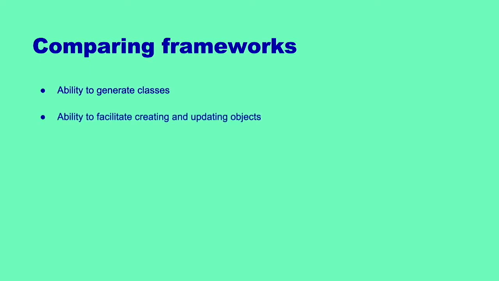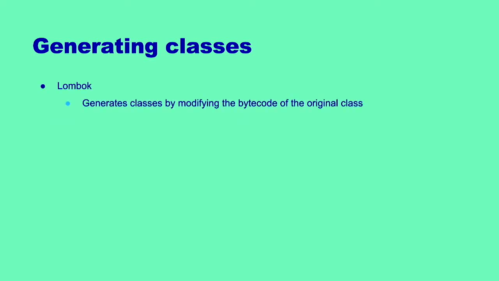So now let's compare the three frameworks in their ability to generate classes, in their ability to facilitate creating and updating objects, in their ability to be fully immutable, and other out-of-the-box features they provide. So let's start with comparing how they generate classes. In Lombok, classes are actually generated by modifying the bytecode of the original class. And because of this, you cannot view the generated Java class easily. And this might make it harder for you to troubleshoot errors.